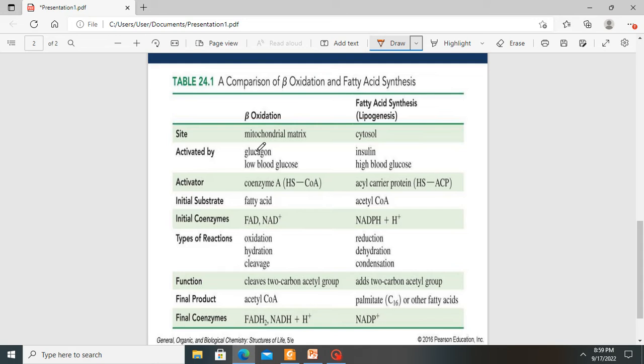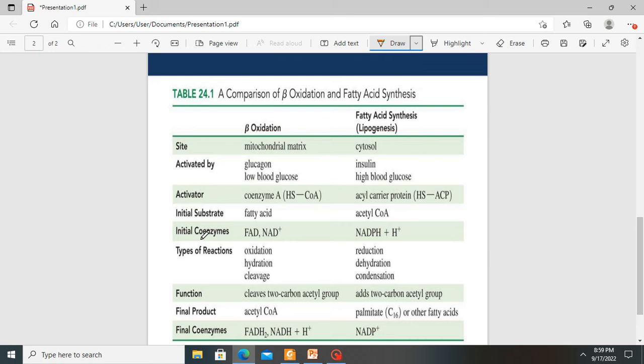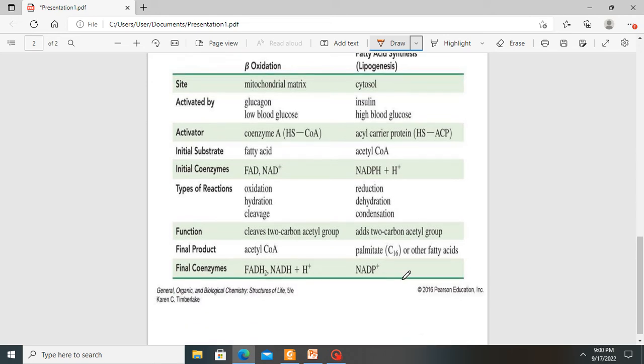The initial substrate for beta oxidation is fatty acids, whereas that for fatty acid synthesis is acetyl-CoA, as shown here. The coenzymes for beta oxidation are FAD and NAD+, as seen in the pathways shown above. But the coenzyme for fatty acid synthesis is NADPH. The types of reaction involved in beta oxidation are oxidation, hydration, and cleavage. But for fatty acid synthesis, it is reduction, dehydration, and condensation, as we saw in the previous slide.